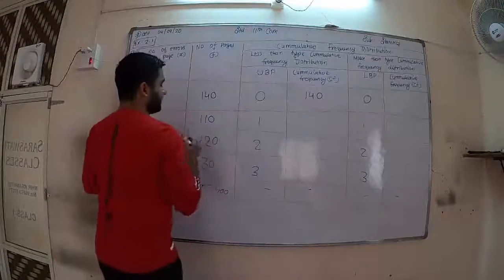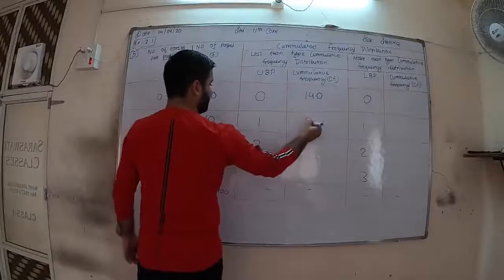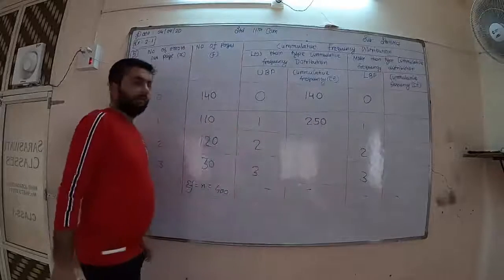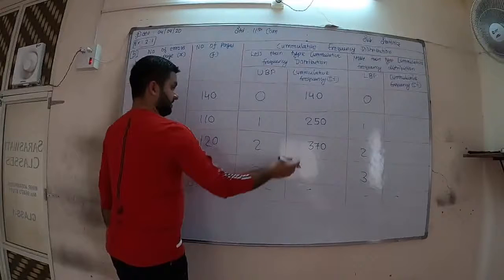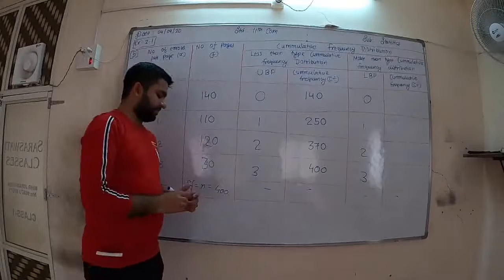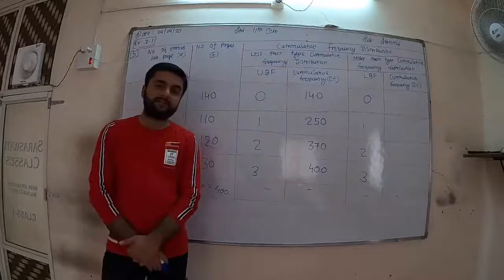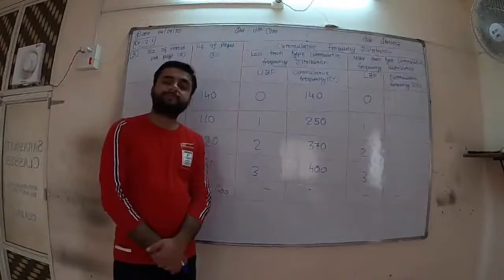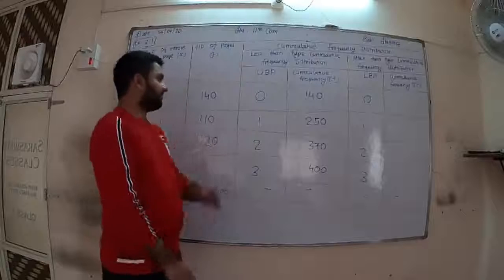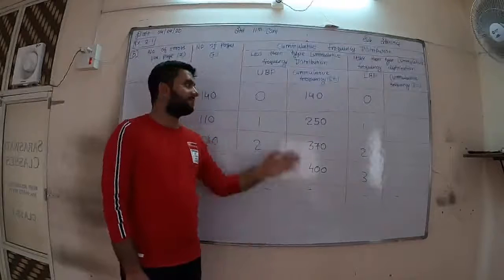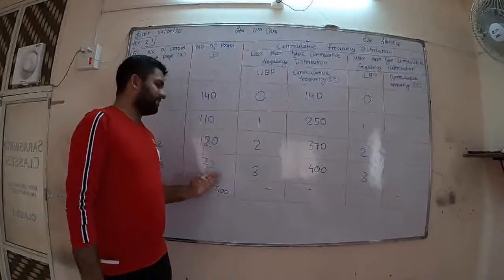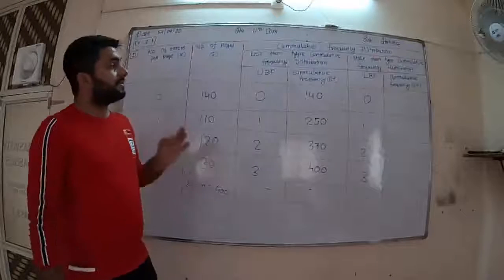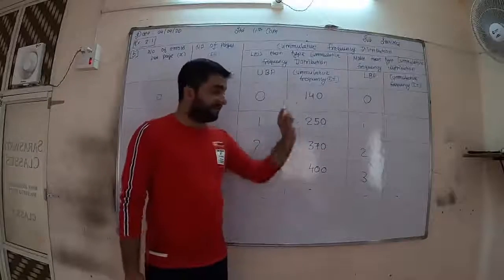frequency 140 plus 110. 140 plus 110 is 250. Then 250 plus 120 is 370. We don't start with zero. The first cumulative and first frequency will be same. 140 plus 110 is 250, 250 plus 120 is 370, plus 30. That's all.